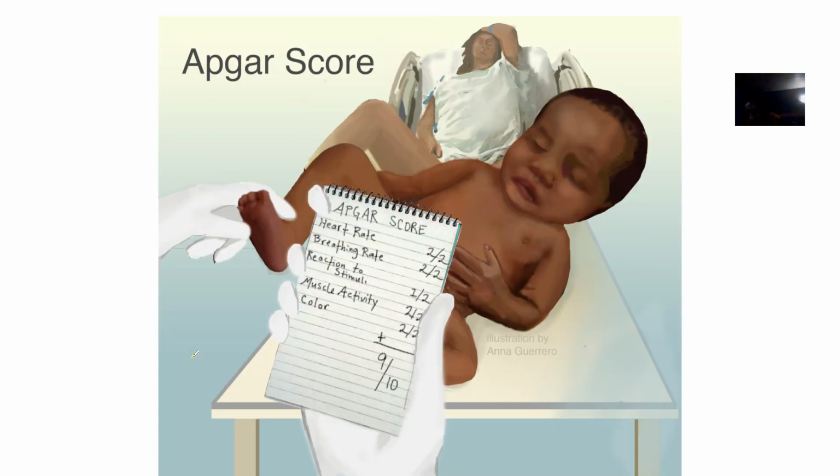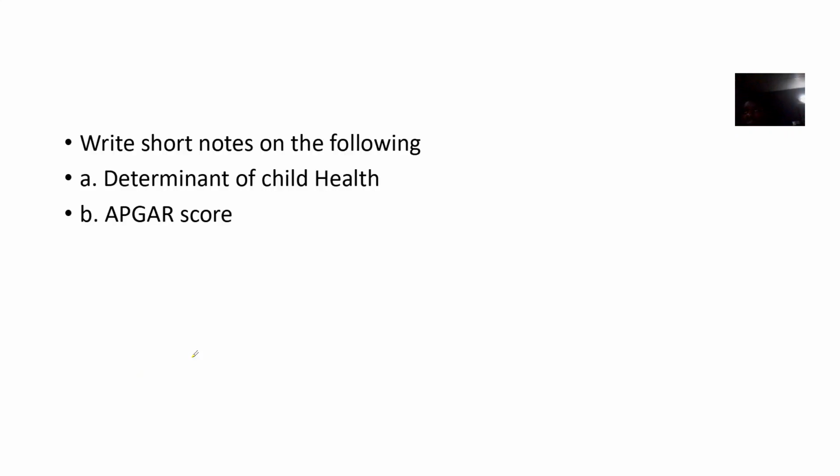We're asked to discuss two closely related topics in pediatrics. The first one is what is known as the determinant of child health. They said to write short notes on the following: determinants of child health. Then also you should write short notes on APGAR score.